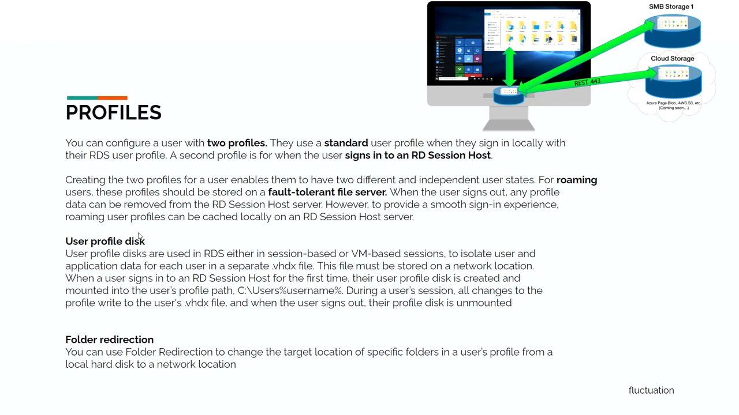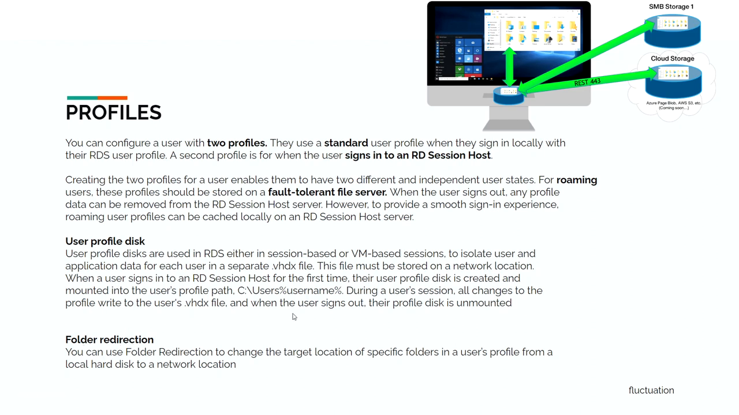For me, one of the most exciting solutions is the profile disk. A profile disk is used by RDS in session-based or VM-based sessions to isolate user and application data from each user in a separate VHDX file. The file must be stored on a network location, and when users sign in to the RDS session host for the first time, the user profile disk is created and mounted in a user profile path, username. So during a user session, all changes to the profile are written to the user's VHDX, and when users sign out, their profile disk is unmounted. Of course, when you use RDS, don't forget to do folder redirection.